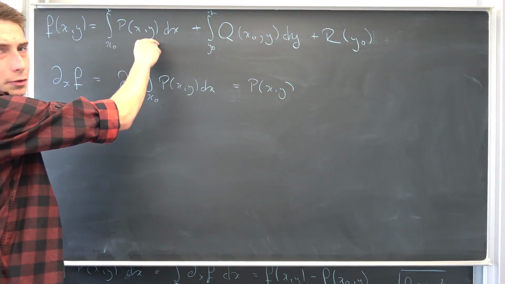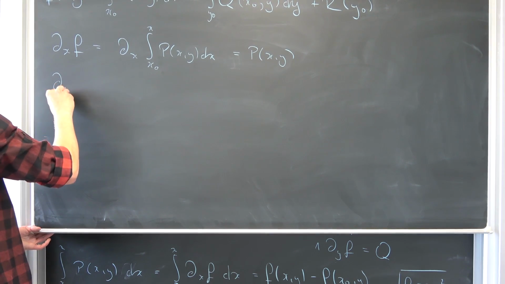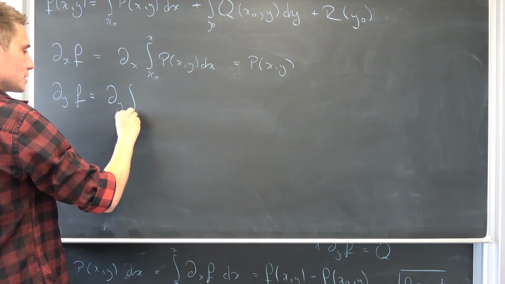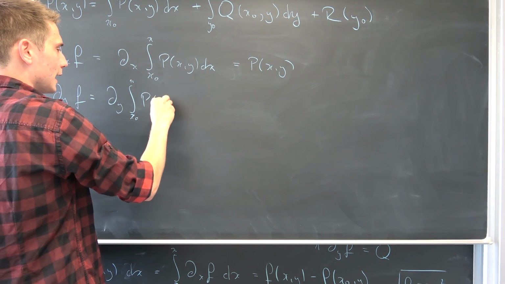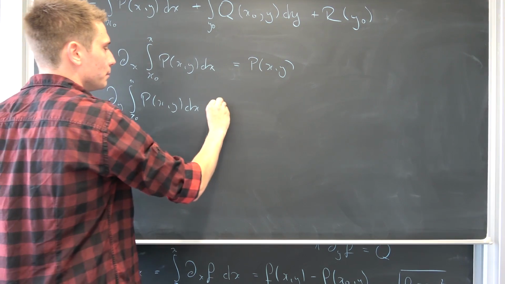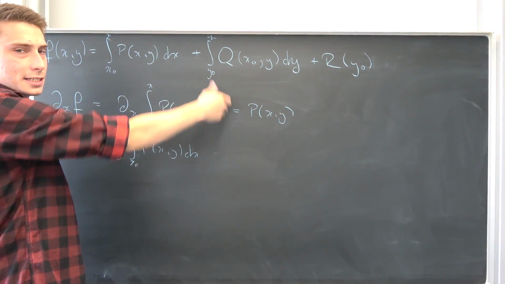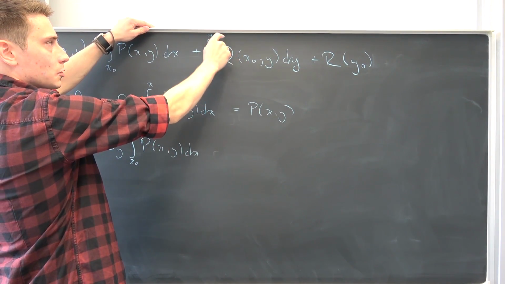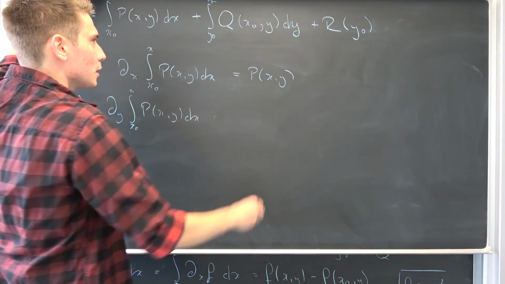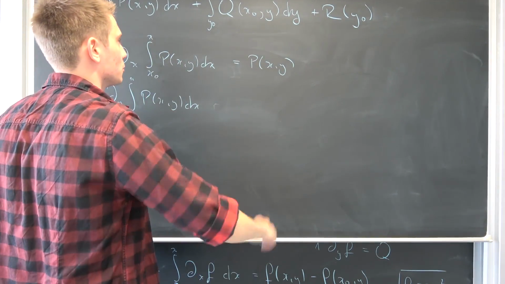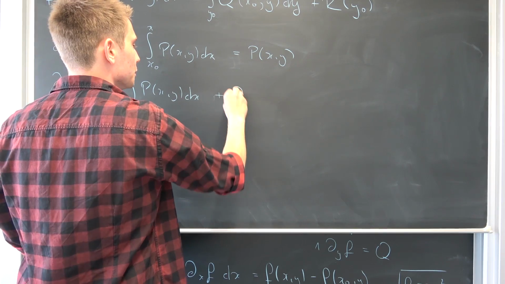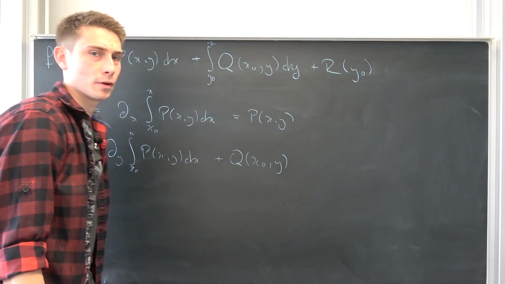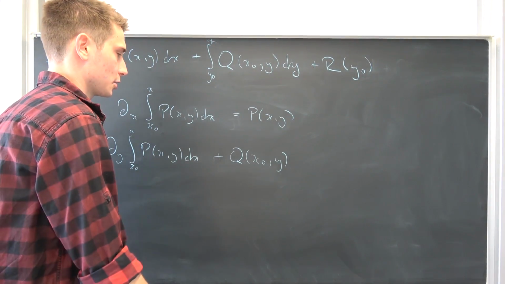Now, what's going to happen if we differentiate this with respect to y? Del y of f. Well, we are going to get del y of this integral p x comma y dx. And then we're going to differentiate this with respect to y. By the fundamental theorem of calculus, we actually know that this is just going to evaluate to this function with the upper value, because this right here stays constant and it's going to vanish. So plus q of x naught comma y, and then this differentiated with respect to y is going to vanish. It's just a constant, just like before.